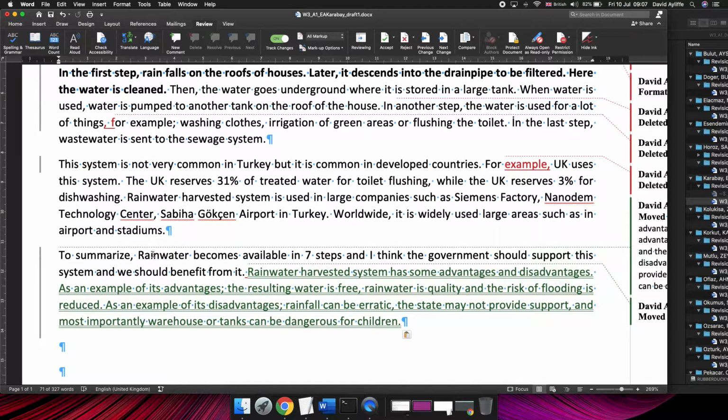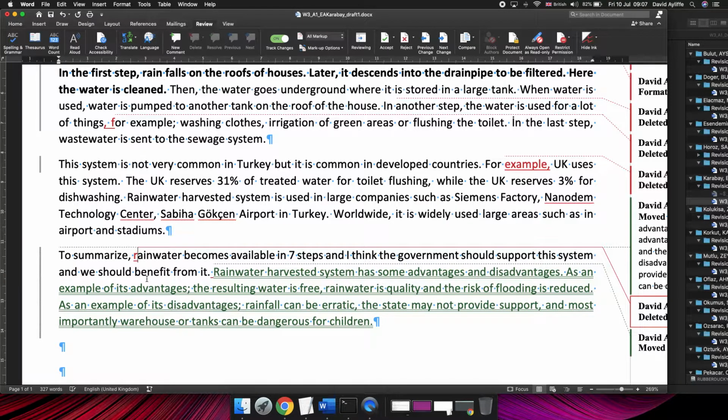To summarise, rainwater, why is that capital? Rainwater becomes available in 7 steps. No. Rainwater here is not correct. Okay, can we think of something better here?